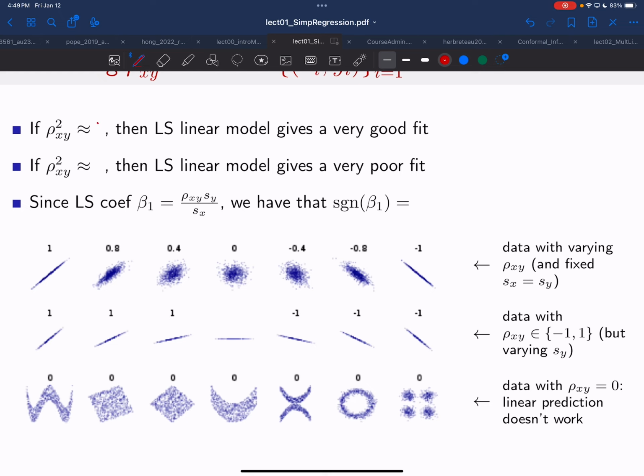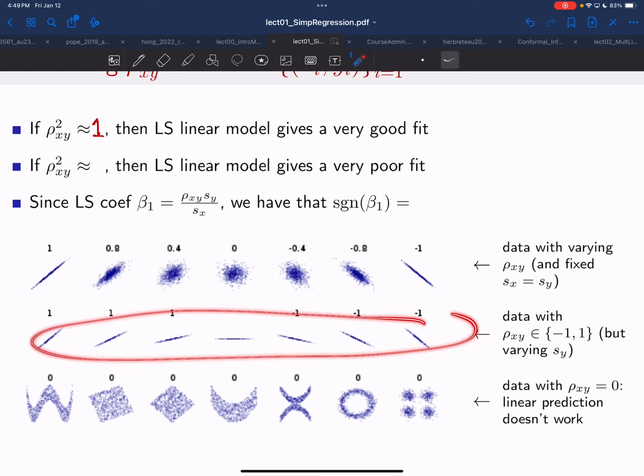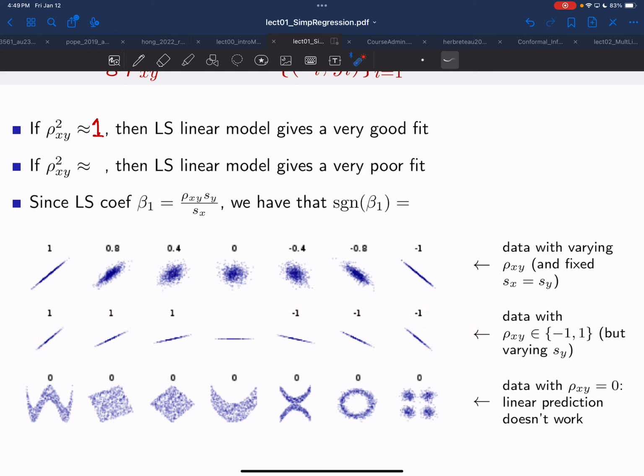So if rho squared is approximately equal to 1, which means things are very correlated, these are scatter plots that look like these. Then we know that r squared is also close to 1 when we do our least squares fit, and everybody's happy. On the other hand, if our data set is really difficult to work with, in the sense that rho is close to 0, then rho squared is close to 0, and r squared is close to 0, and that gives us a bad fit. And on the bottom, we have some pictures of different cases where that can happen.